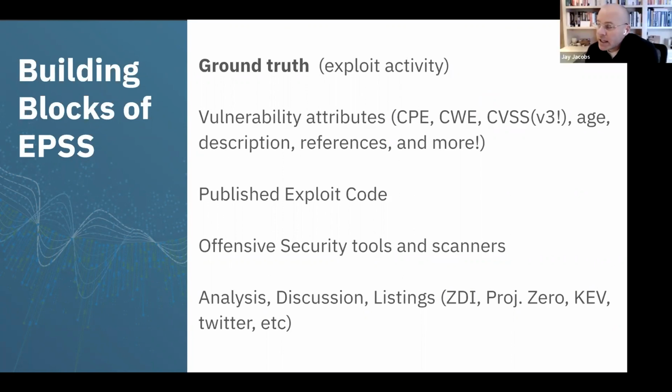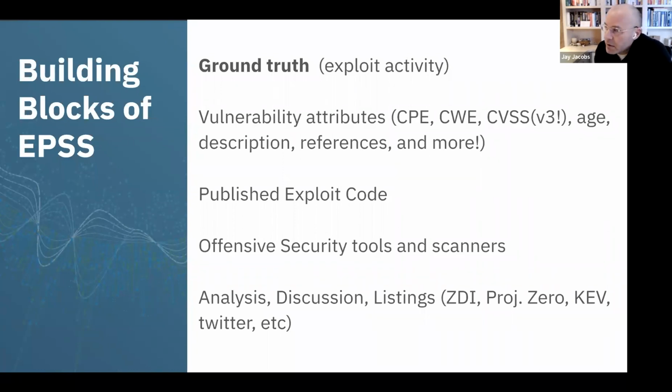Yep. And some of the other things, I want to try and rush through some of this a little bit. Published exploit code. So we look at Exploit DB, Metasploit. We've got a special classifier running on GitHub trying to pull out exploit code from patches and other things that people may paste there. We've got a lot of different analysis discussions, listings, things like Google Project Zero, the Known Exploited Vulnerabilities list, Twitter, and other things in there.